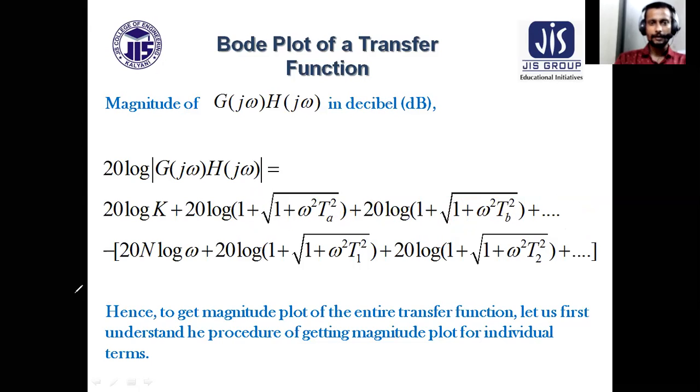Okay, whatever. So all these terms are the same kind of terms. So if you know how to get the plot for this term, you could understand what the plot should be for this or this or this. So there are 3 individual terms for which we need to know how to get the plot.